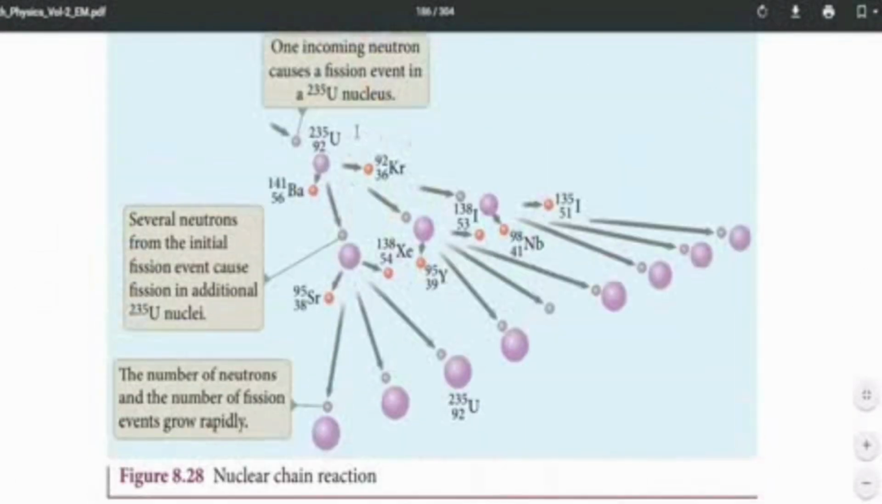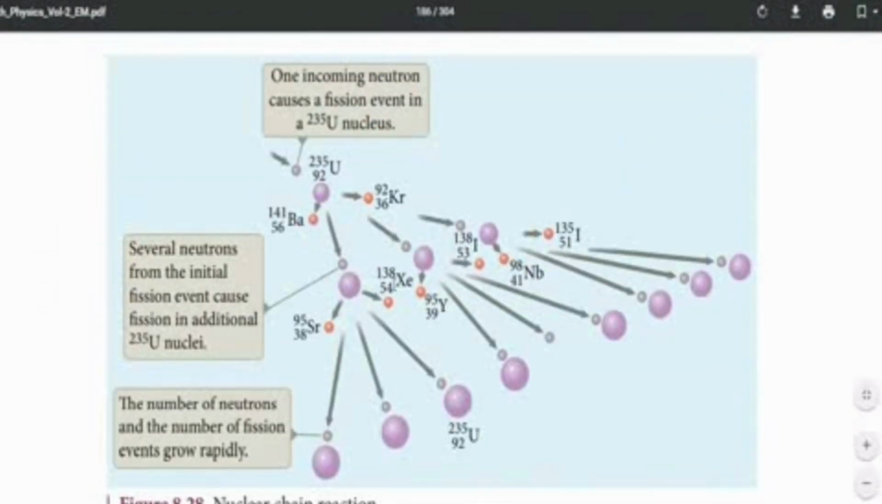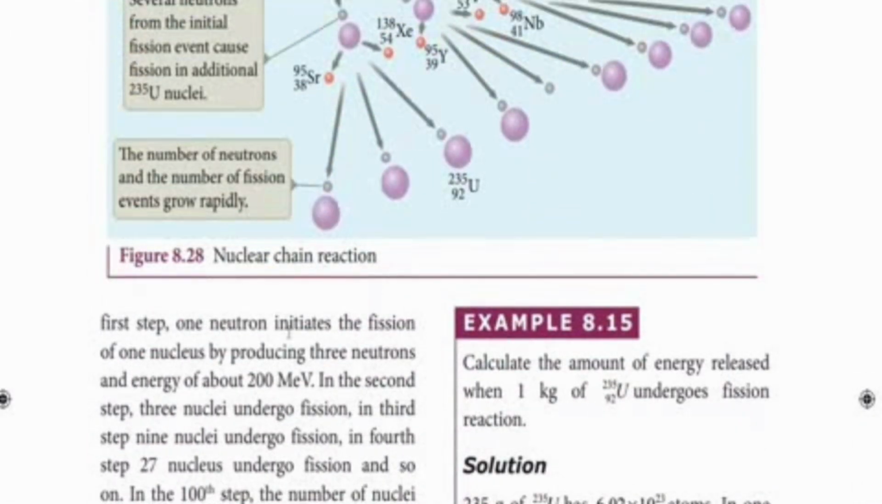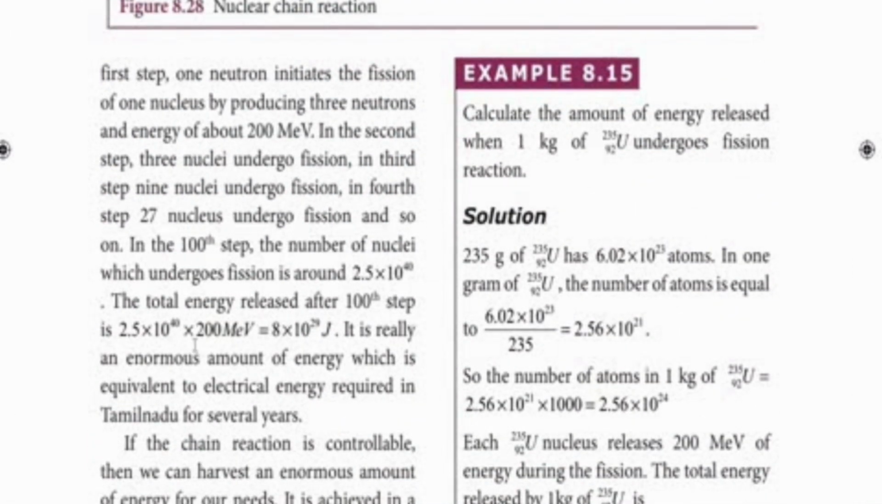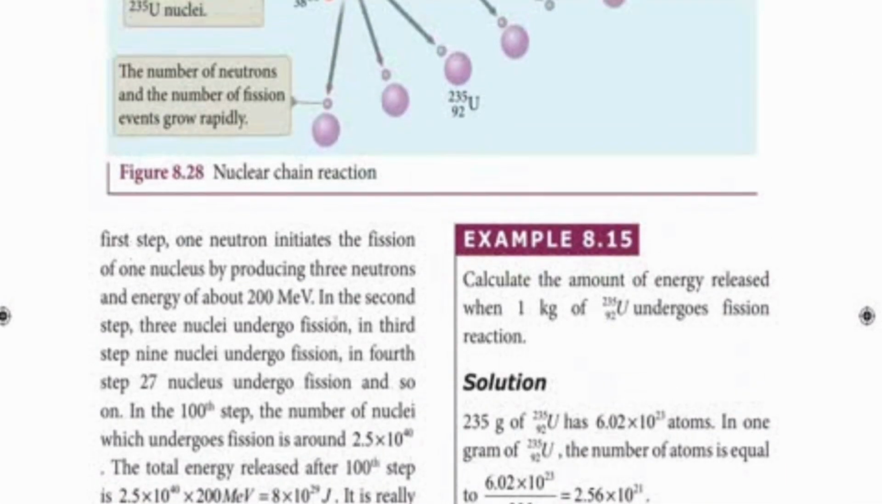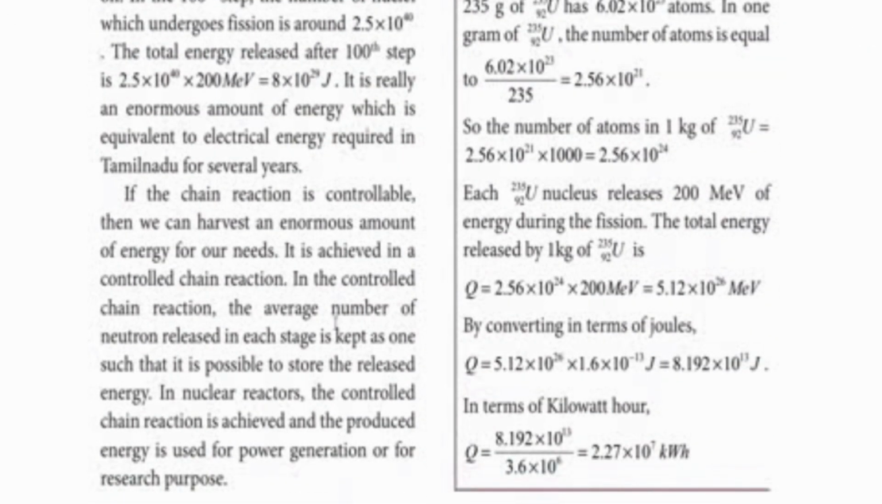When that progression goes on, 3 neutrons convert into 9, then 27, like that. Finally, suppose at the 100th step, it reaches 2.5 into 10 to the power of 40. Multiply by 200 mega electron volt, and you get 8 into 10 to the power of 29 joules. It is a very large amount of energy. Using that energy, Tamil Nadu could use electricity for several years.